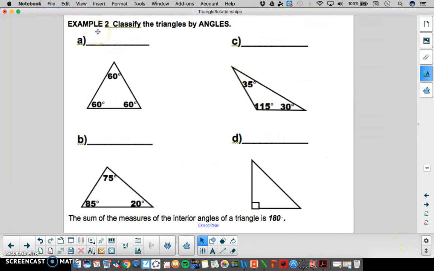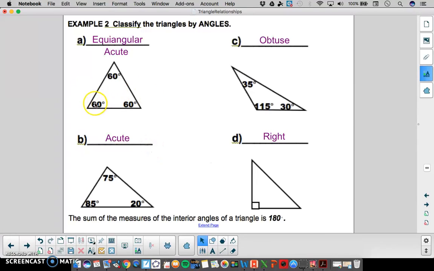Okay. Again, looking at those triangles, we would label this triangle as both equiangular and acute. This one would be obtuse because of that 115-degree angle. All of these angles are acute angles, so that triangle is acute. And this triangle has one right angle, so the triangle is a right triangle.